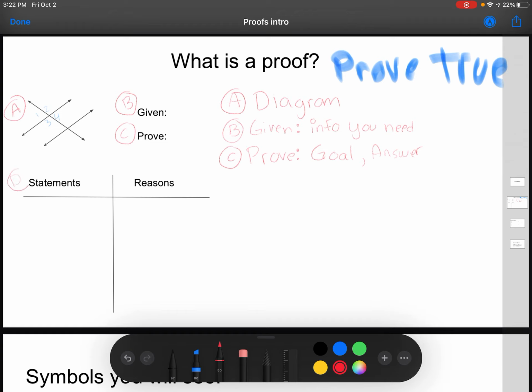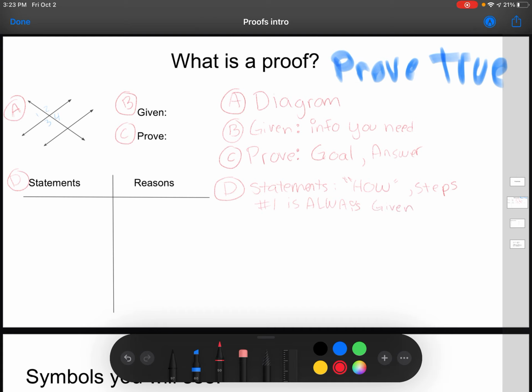Right. Next section would be the statements. Right? The statements are the how. How do you get to the proof? What steps did you do? Right? What was your process? Right? Did you add 4? Did you minus 4? What did you do to get to the answer? Right? So that's the how or the steps. Right? Your first statement will always be the given.